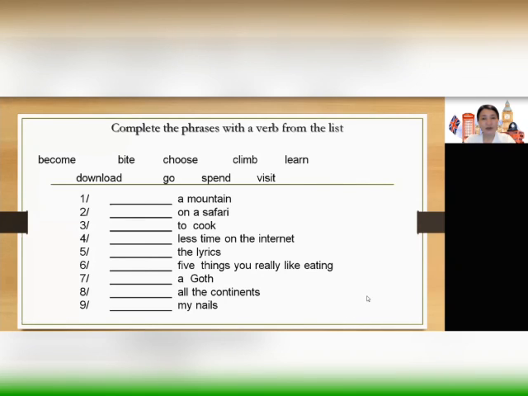Now, before beginning our grammar theme, let's complete the phrases with the verb from the list. So, what do you think? What's the next phrase, the first phrase? A mountain. Yes, of course. Climb a mountain. Now, the next is go on a safari.